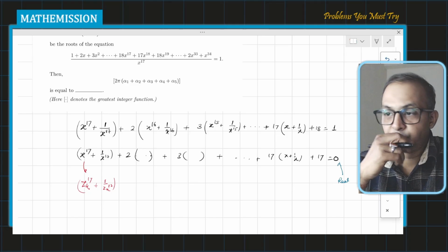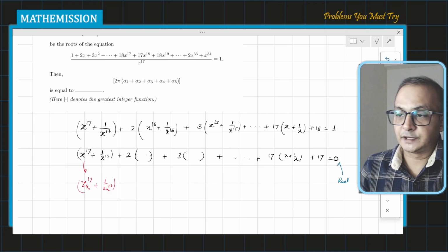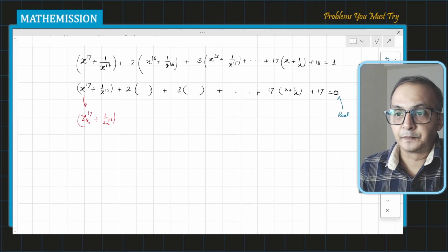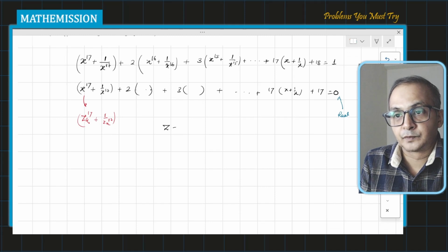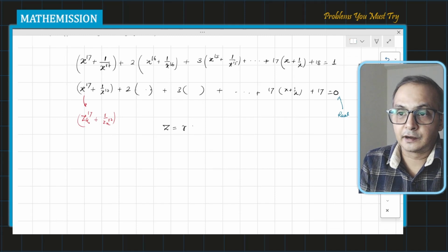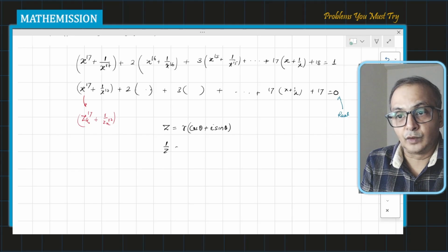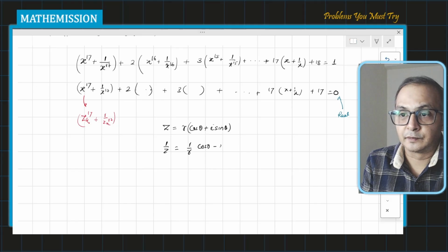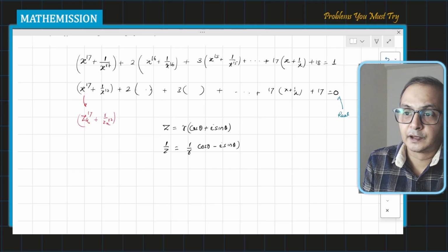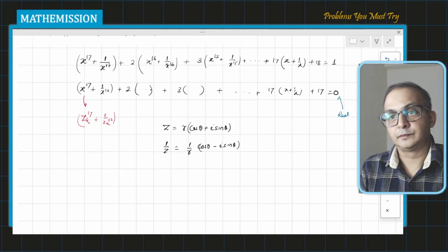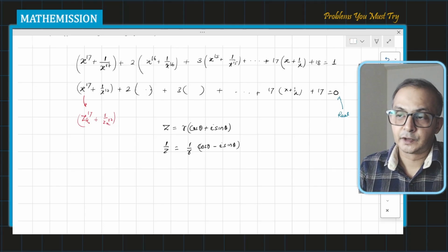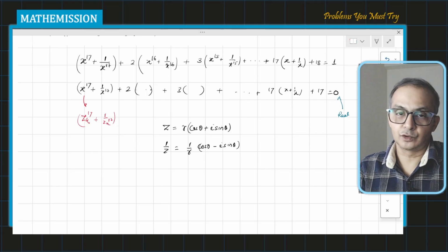What does it mean? It simply means that suppose I take a complex number z equal to r cosine theta plus i sine theta, and suppose I take its reciprocal 1 by z, that is 1 by r times cosine theta minus i sine theta, and you intend to add them to get the right hand side 0. Of course there is 17 there, so I need to have this 0 or the real quantity.